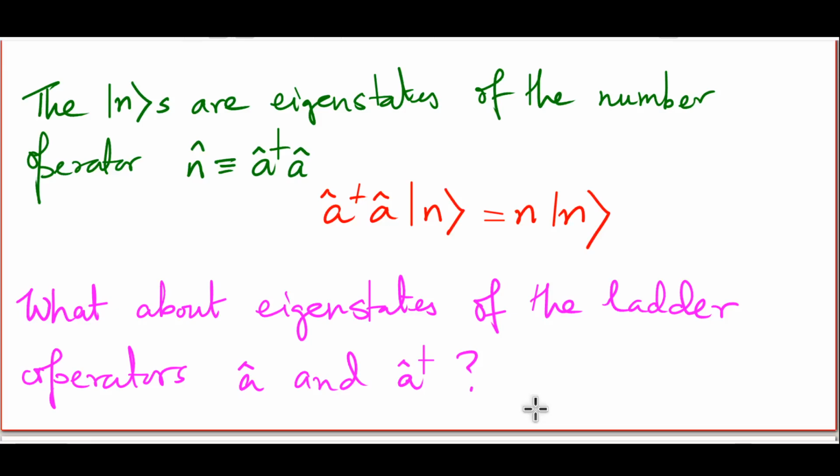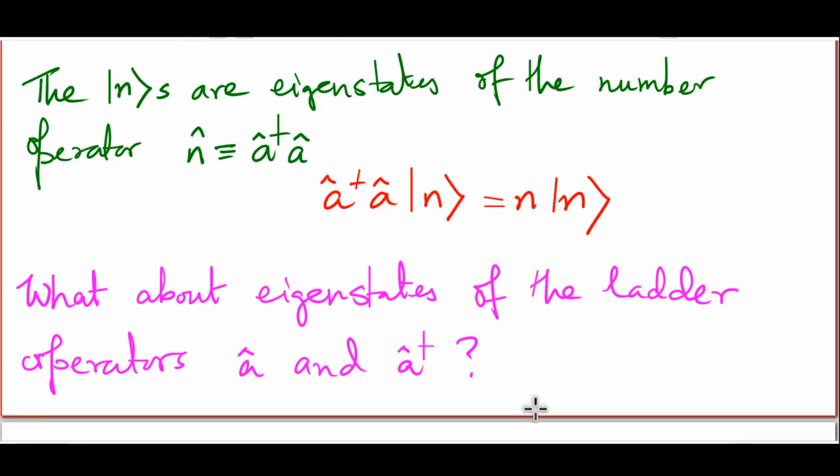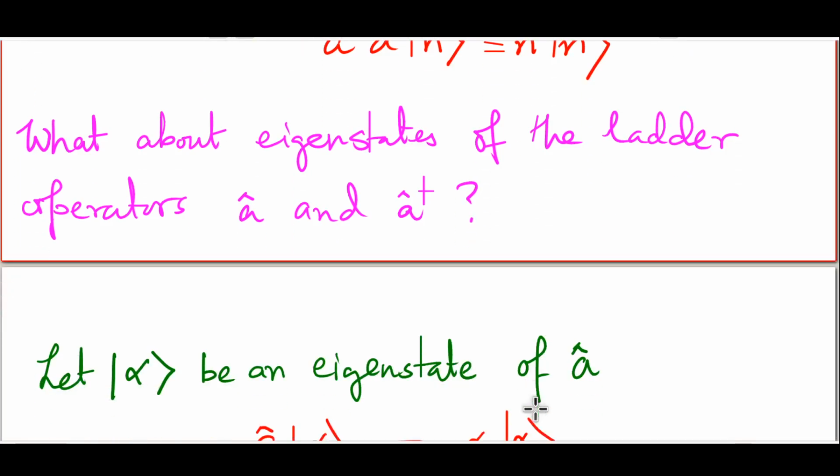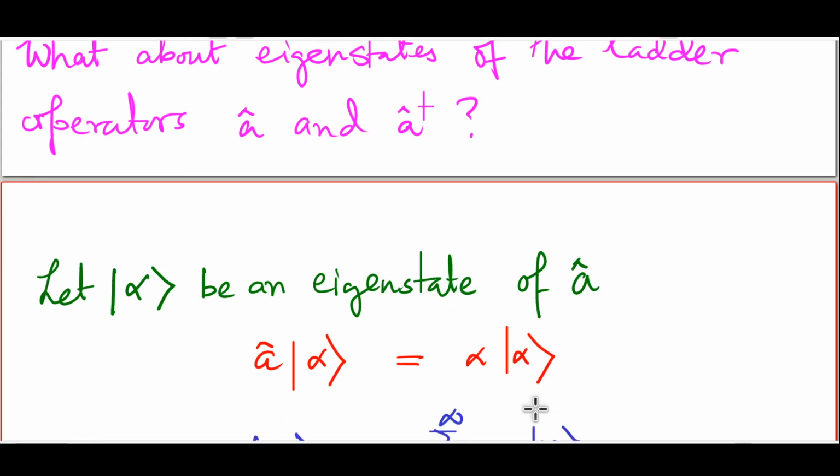The fact that the operator A, the lowering operator, has at least one eigenstate is rather obvious. Remember, our ground state, ket 0, is actually killed by the annihilation operator or the lowering operator. A acting on ket 0 gives you 0. This of course means that the ket 0 is actually an eigenstate of the A operator corresponding to eigenvalue 0. But are there any other eigenkets of A? The answer is yes. And to see that, what we need to do is start by assuming that the eigenket of A is given by ket alpha.